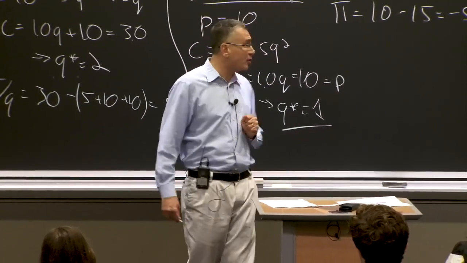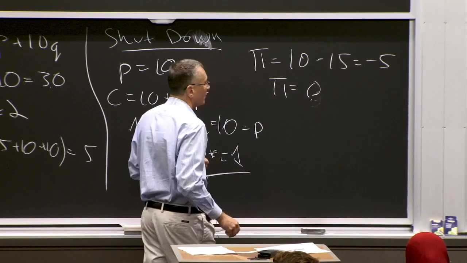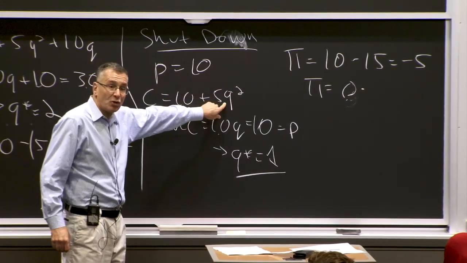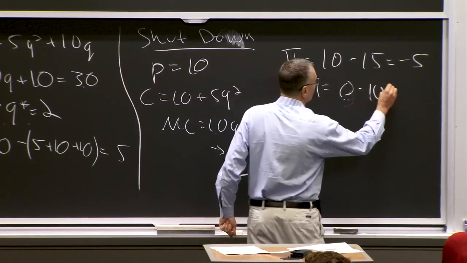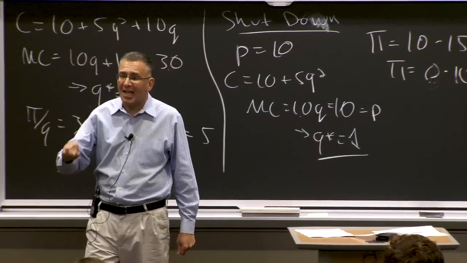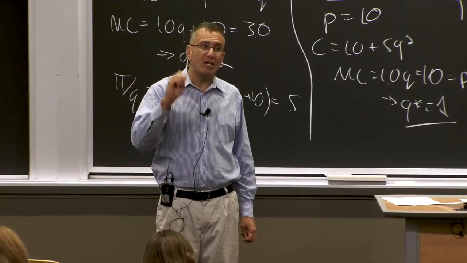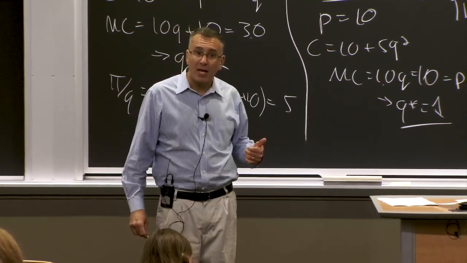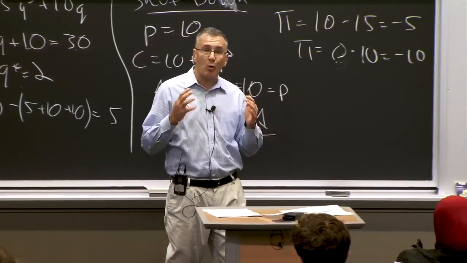So shutting down means production of 0. What are your profits at a production of 0? Your profits are 0 revenues minus the fixed cost of 10. If you produce 0, what's your cost? Plug 0 in here. Your costs are still 10. So if you produce 0, your profits are minus 10. So you should continue to sell even though you're losing money. You continue to sell that 1 unit. You don't go to 0, because at 0, you're even worse off. This is the key thing about the short-run shutdown decision.